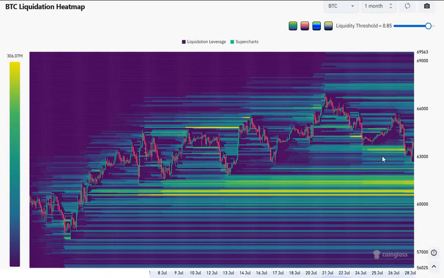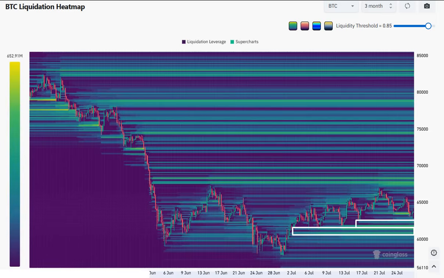Now, we can bounce. We could see the shorts stopped out if we try to clear 66,000, and I'll show you that. So right here, between 60 and 62,000, the low 62,000 area, and even more potential liquidations in the mid to high 61,000 area. So this is where all of the liquidations are and the stops.